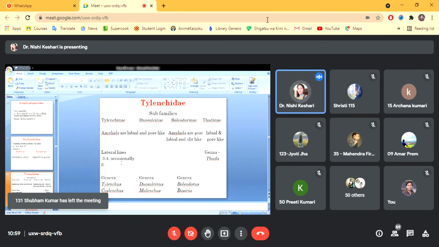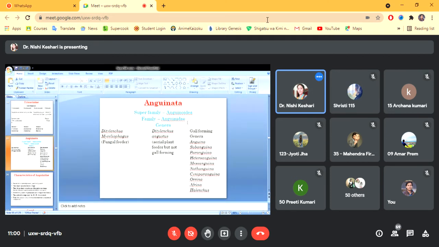Here the lateral lines are 3 to 4, occasionally 6. I told you that the lateral lines, the longitudinal lines present on the lateral sides of the nematode body, are of taxonomic importance. On the basis of lateral lines you can identify that this nematode may belong to this genus or this family. In Tylenchinae, Tylenchus and Coslenchus are there. In Duosulcinae, Duosulcius and Malenchus. In Boleodorinae, Boleodorus and Basiria, and in Thadinae, Thada. So these four subfamilies have these genera.